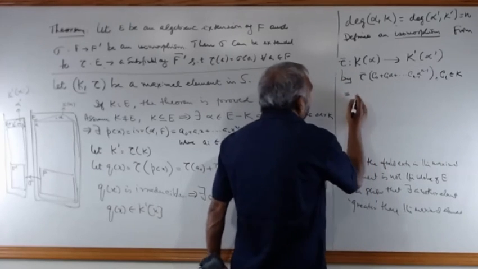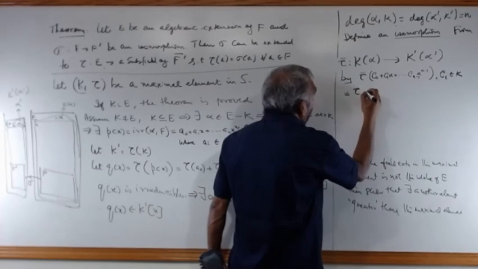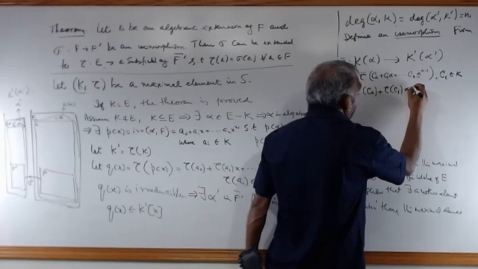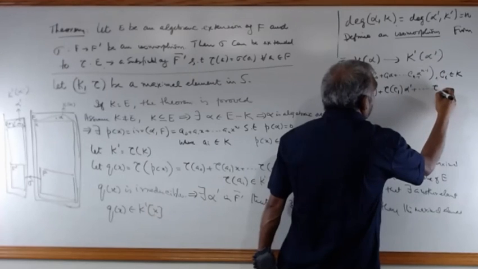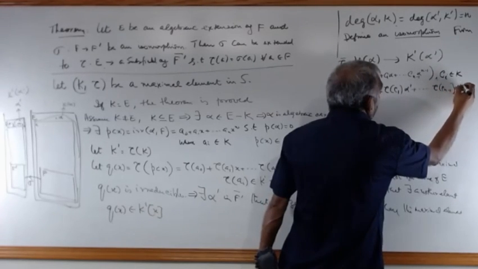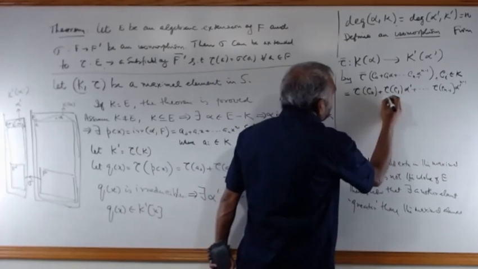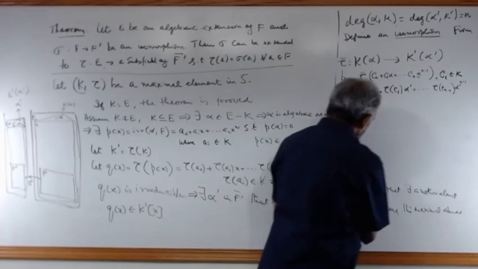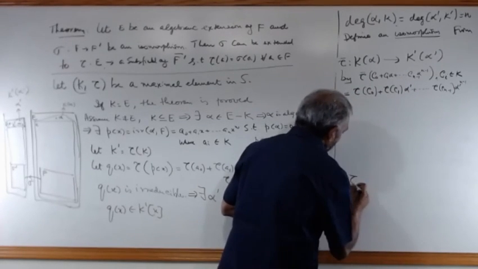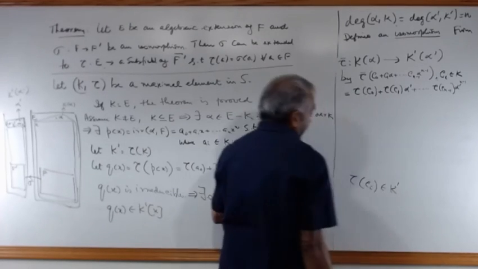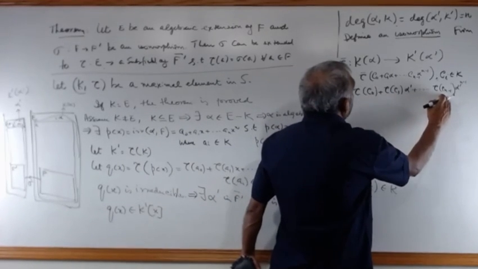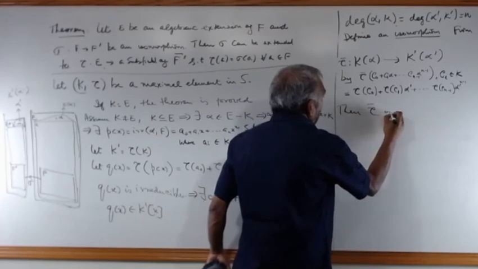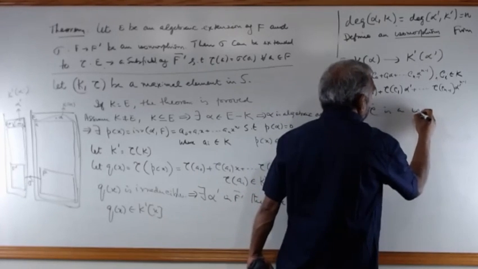Okay? So, how do you define the map? It's actually tau of c0 plus tau of c1 alpha prime plus and so on, tau of c_{n-1} alpha prime to the power of n minus 1. Each of these tau of c_i's are from k prime. So definitely this is an element in here. So then tau bar is an isomorphism.